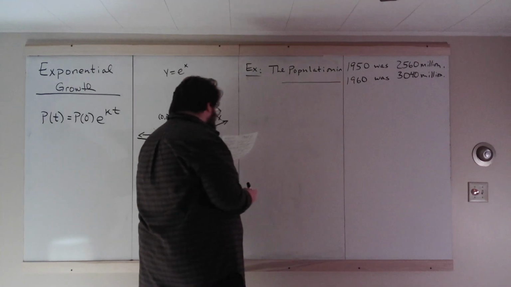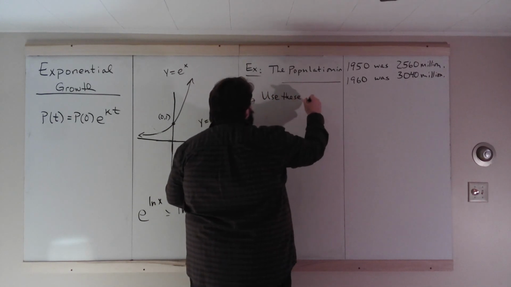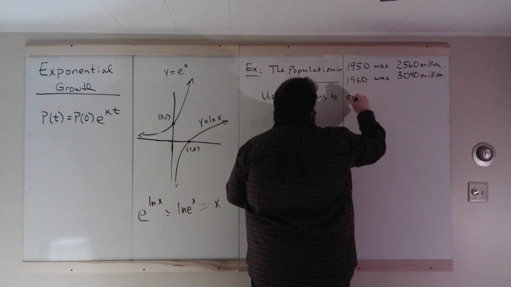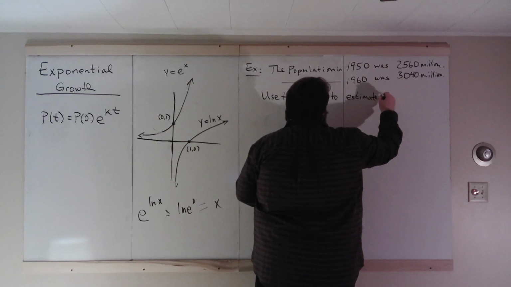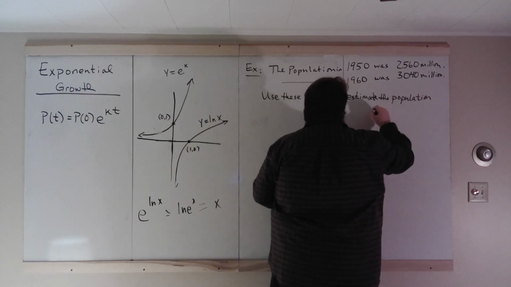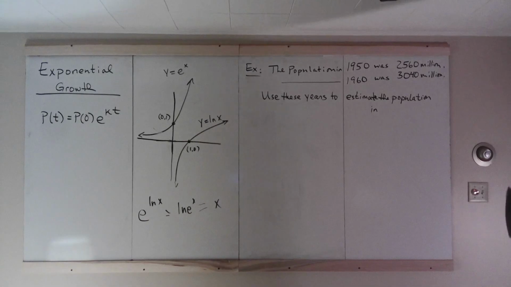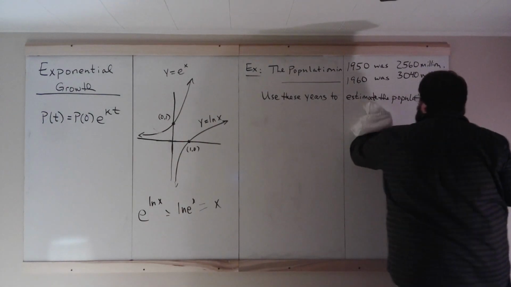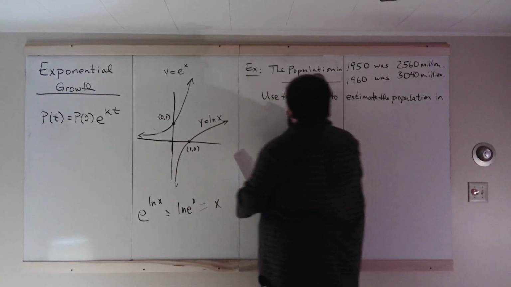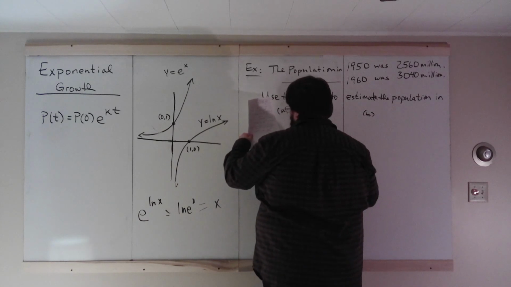And we're going to have 2 questions. Use these years, 1950, 1960, to estimate the population in, maybe I should write in over there. I might need all this space. Actually, I probably won't. In A, 1973, and in B, 2020.